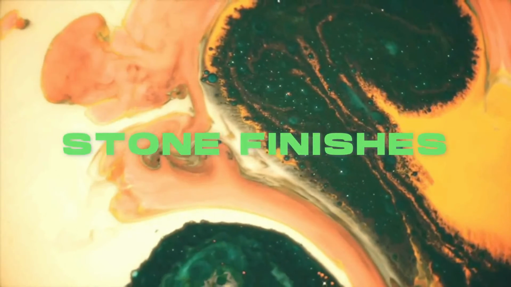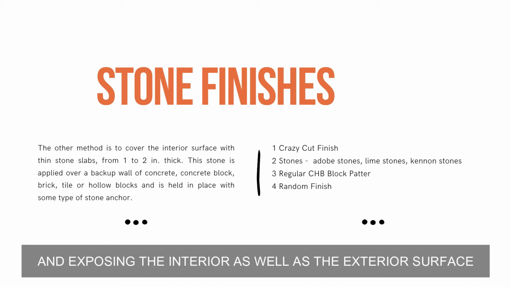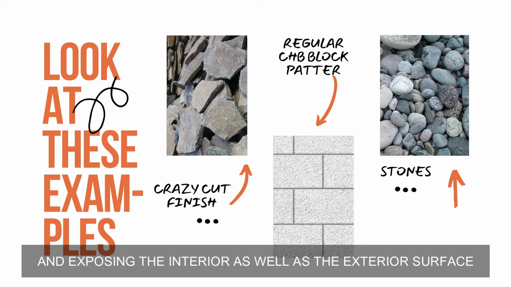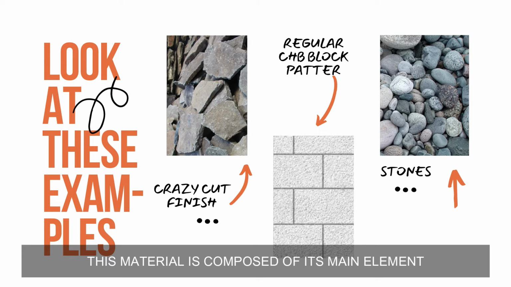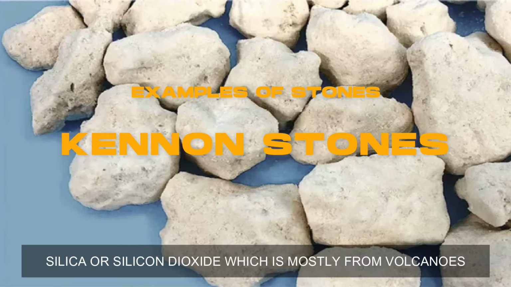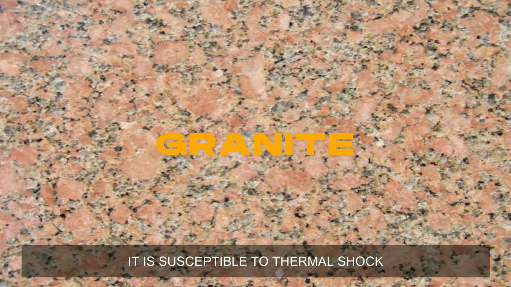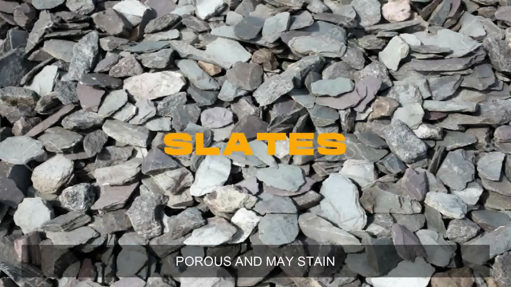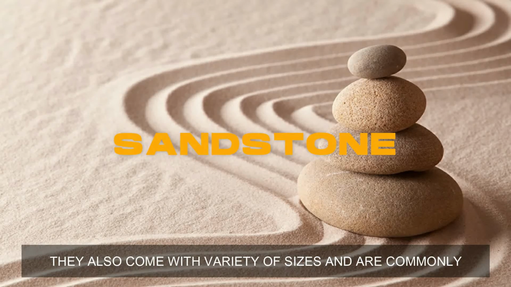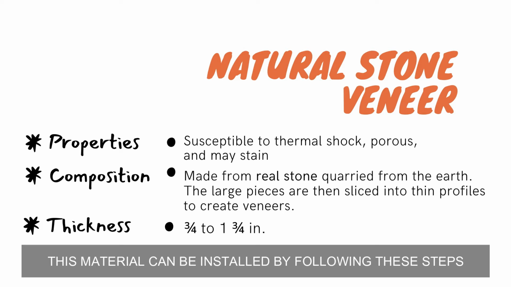The next type is the stone finishes. One method of producing this kind of finish is by using solid stone walls and exposing the interior as well as the exterior surface. This material is composed of its main element, silica or silicon dioxide, which is mostly from volcanoes, thus are siliceous. One good thing about it is that it is susceptible to thermal shock, porous, and may stain. They also come with variety of sizes and are commonly 1 to 2 inches thick. This material can be installed by following these steps.